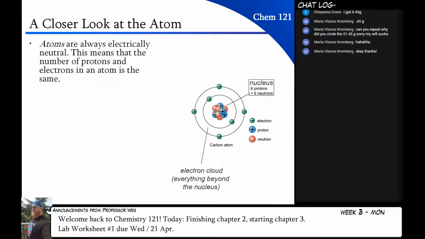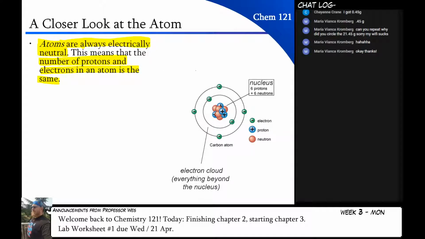Now, whenever I look at an atom, my atom is going to be electrically neutral. And I'm going to highlight these words because this is important. So I'll just highlight the whole thing. Atoms are always electrically neutral. And what that means is that the number of protons and the number of electrons have to balance out. Because if they didn't balance out, they would not be electrically neutral.